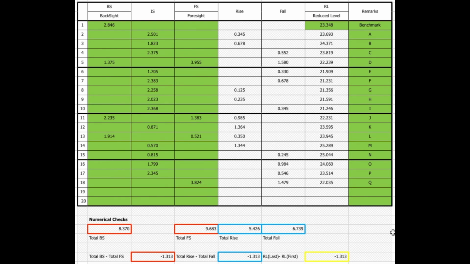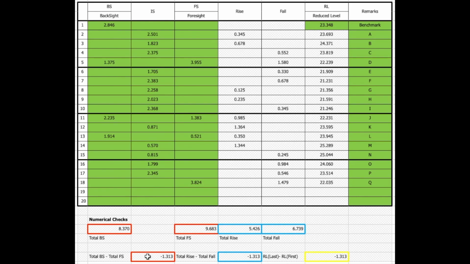There are a number of numerical checks that can be performed on the spreadsheet. The initial one is to add up all the backsight readings, add up all the foresight readings, and work out the difference between the two totals. Here we have minus 1.313.